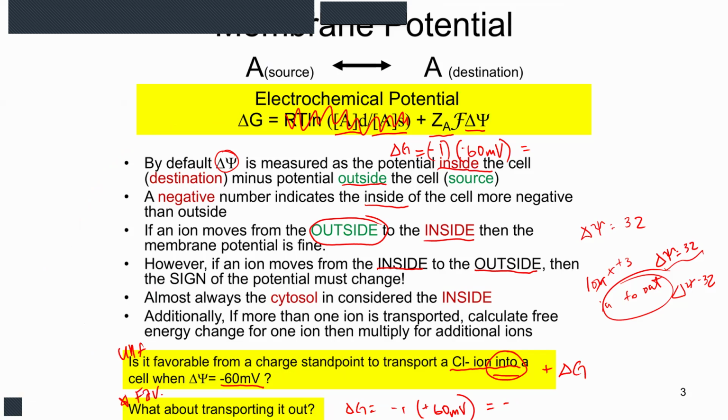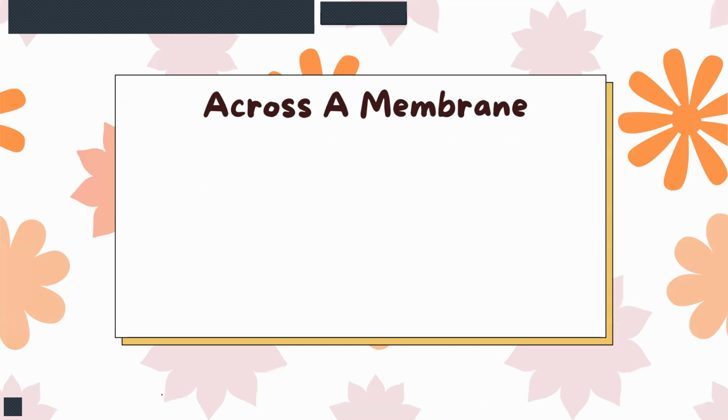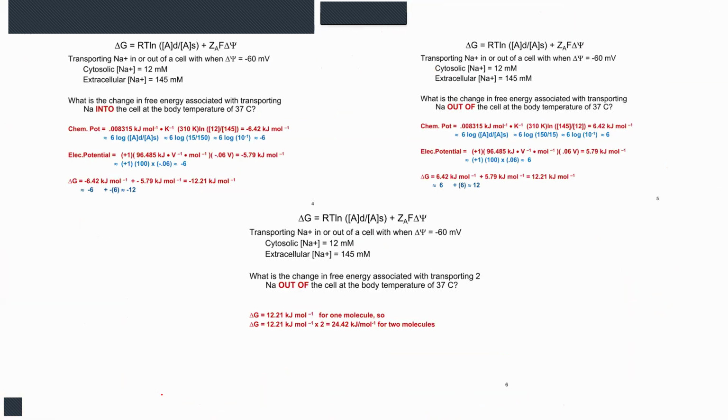Okay, so that is just analyzing the membrane potential difference based on the electrical potential. Now, when we're transporting something across a membrane, we've got a lot more things to consider. So over here, transporting a sodium ion in or out of a cell when our delta psi is -60. Okay, so what we're doing here is we're accounting for everything. What is the change in free energy associated with transporting sodium into the cell? Okay, so we're going in. So let's just look at this first. We have a positive ion. A delta psi is -60 millivolts.